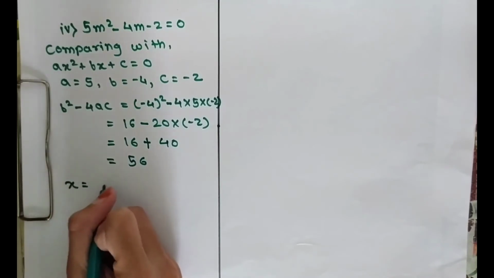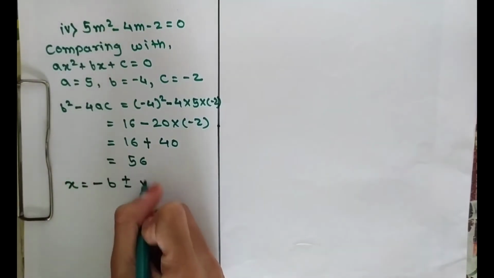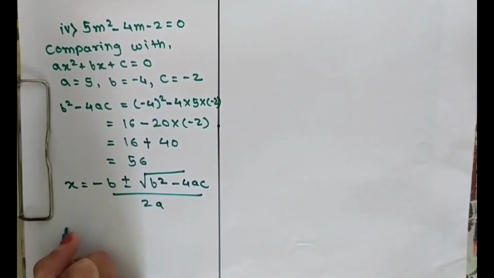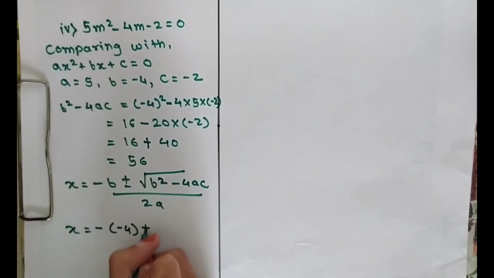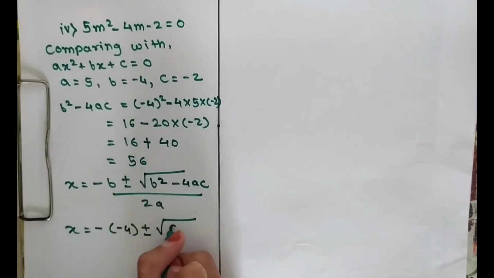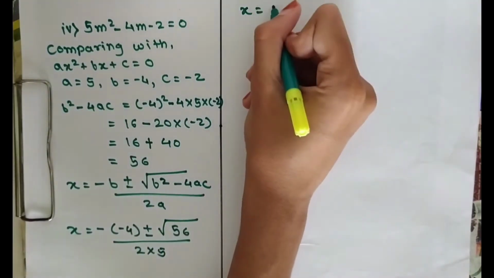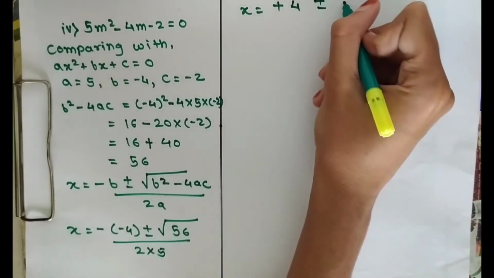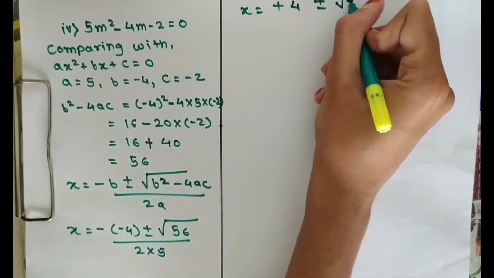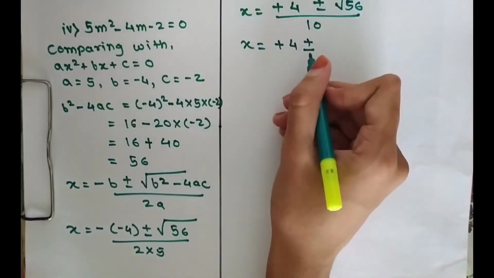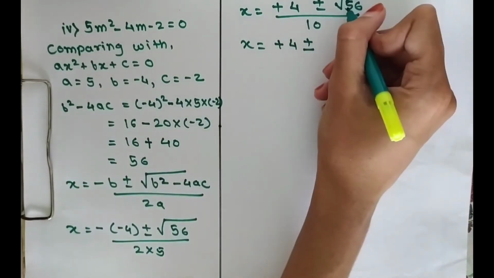Now next is x is equal to minus b plus or minus root b square minus 4ac upon 2a. So x is equal to minus b, which is minus 4, plus or minus root b square minus 4ac, which is 56, upon 2 multiplied by a is 5. X is equal to here minus minus plus. So plus 4 plus or minus root 56 upon 2 5s are 10. X is equal to plus 4 plus or minus root 56.